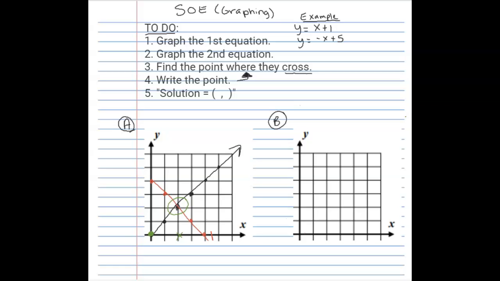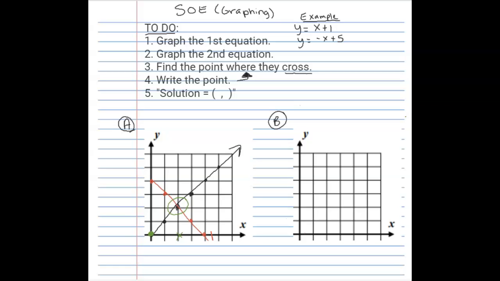Alright, hello everyone. Today we are going to be talking about the last bit of system of equations through graphing. Believe it or not, this is my favorite method of solving for a system. So I know we talked about systems, so here's another example.